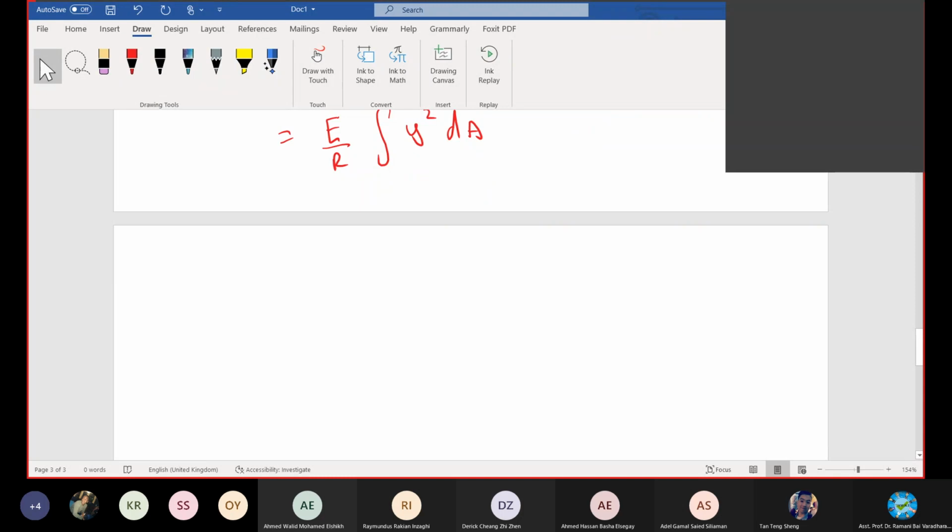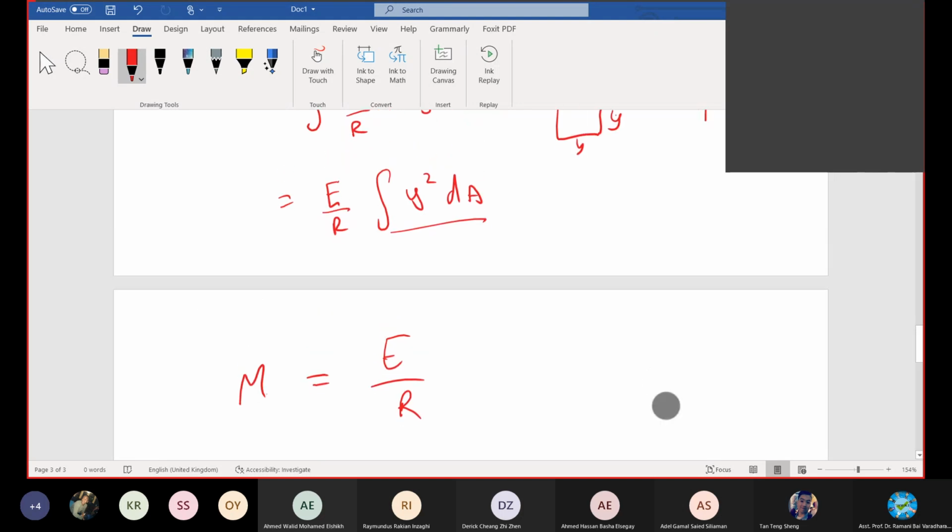So after this I proceed with the same notations. We end up with the value M is equal to, what is y square dA? Do you remember what y square dA is? Recall your statics, moment of inertia, right? Or second moment of area. We can call this the second moment of area, or I write here the name.